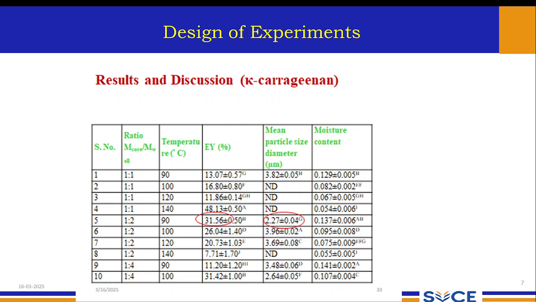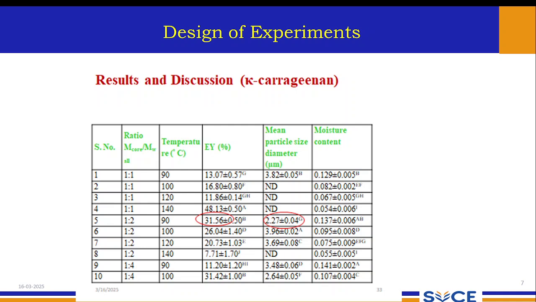So what are the parameters? The dependent variable is encapsulation yield. Once you obtain the powder, the testing analyses are mean particle size, diameter, and moisture content. Okay, these are the testing parameters. Sorry, these are the characteristics of a dependent variable: mean particle size, diameter, and moisture content.